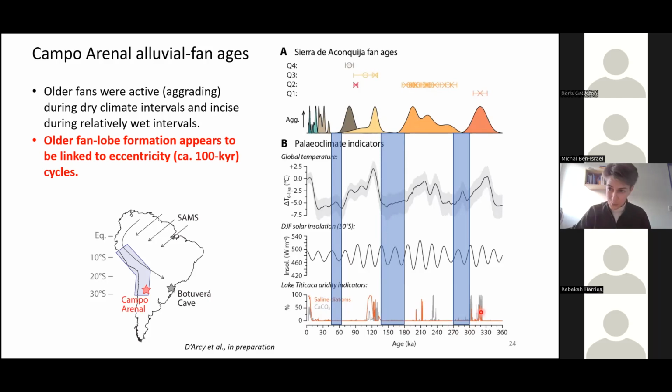Okay, so what did I just say? Here we're seeing what looks like 100,000-year cycles in terms of the incision of these older fan lobes, but we also saw 20,000-year cycles in the younger fan lobes, and maybe even some evidence for incision on shorter timescales.